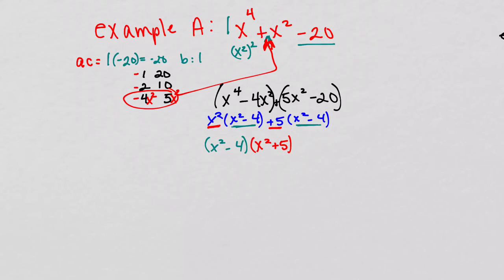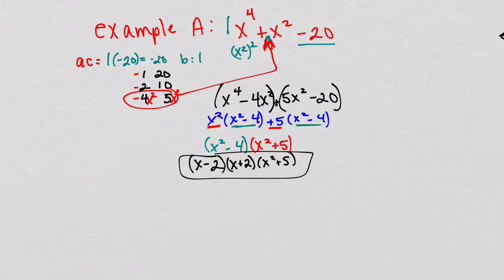Now I still have to ask, can this be factored any more? And the answer is yes. X squared minus 4 can be factored again. So I'm going to rewrite it as the difference of squares. I take the square root of the first term, I get x. The square root of the second term is 2. And when I do the difference of squares, my factors will be conjugates. And then x squared plus 5 looks like it might be the sum of squares, but 5 is not a squared number, so I can't factor that any more. So this is my final answer for this example A.